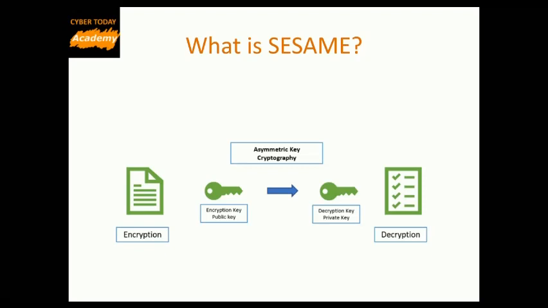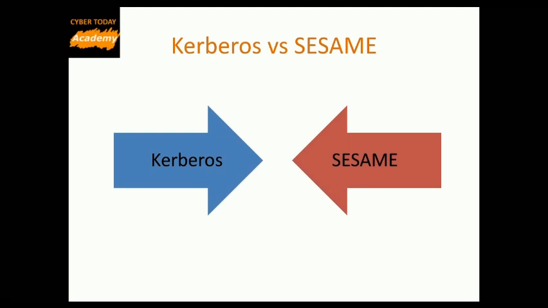Now, after we took a quick look at both protocols, let's compare them. Kerberos versus SESAME. First, both of them provide a single point of failure. Quick note here that organizations try to overcome this problem by using solutions like multi-factor authentication. The second similarity is that both of them provide central control.